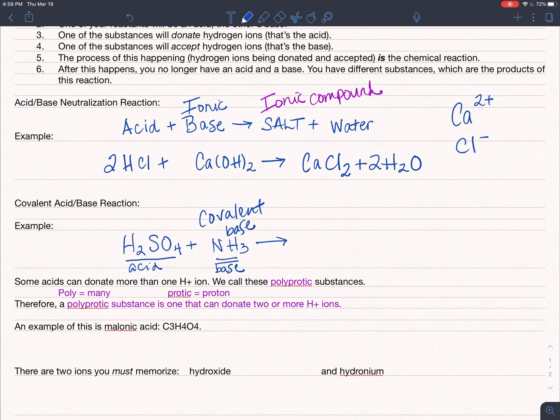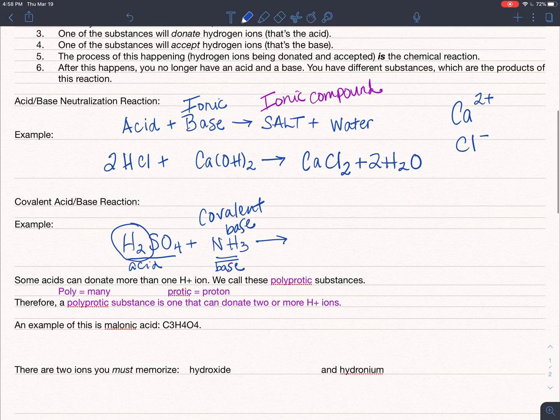Okay, now what happens then is these H2s peel off, and what I'm left with on the product side is SO4, okay? And that is going to have a charge to it.